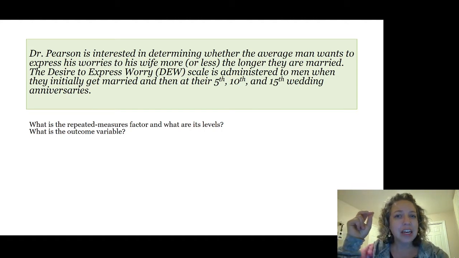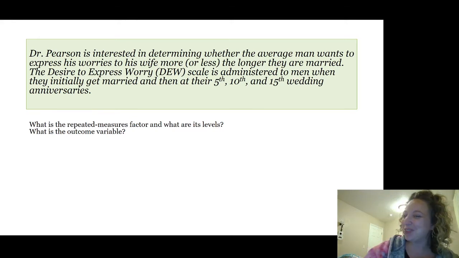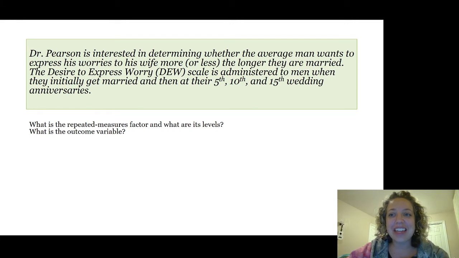There's going to be two of these, and don't skim over these. These are important. I find that students often have a hard time making this distinction. So here we go. This is the first example. Dr. Pearson is interested in determining whether the average man wants to express his worries to his wife more or less the longer they are married. The desire to express worry scale is administered to men when they initially get married and then at their 5th, 10th, and 15th wedding anniversary. So the questions are, to begin with, what is the repeated measures factor and its levels, and what is the outcome? And these are the things that can kind of get hard to distinguish in the beginning.